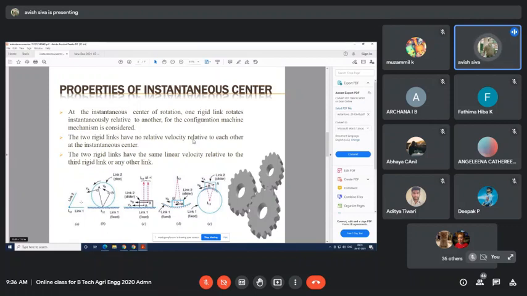What about case 3? Anyone who can tell by looking at figure C, what is the situation there? Archana? Vishnupriya?